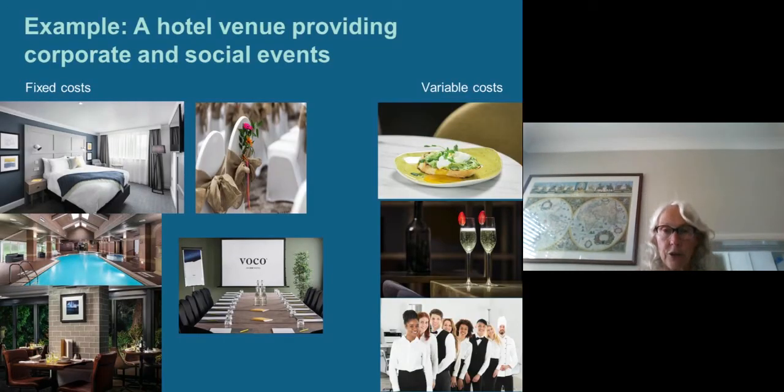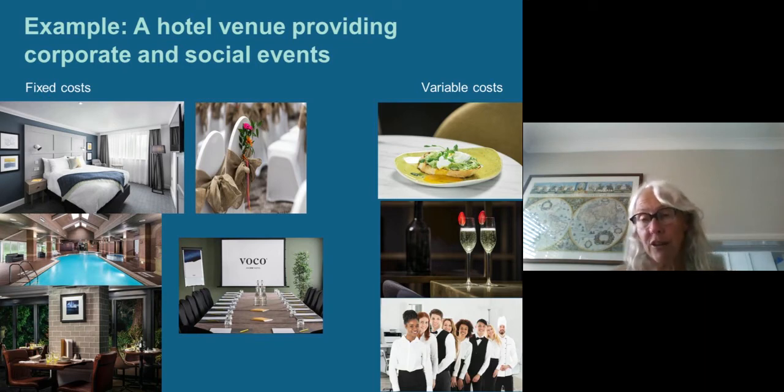So if you're thinking about a hotel venue that does a mixture of corporate and social events, maybe they're holding business meetings most of the week, and at the weekend they're providing weddings or party venues. They have a number of fixed costs, which you can see over on the left there. That might be their bedrooms. They might have leisure facilities like a swimming pool. They've got dining facilities. They might have a room that's available to host weddings in, and they might have conferencing rooms. So these are their fixed costs. They have those costs whether or not they actually have people using those facilities.